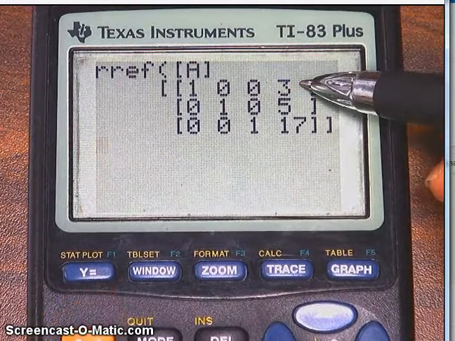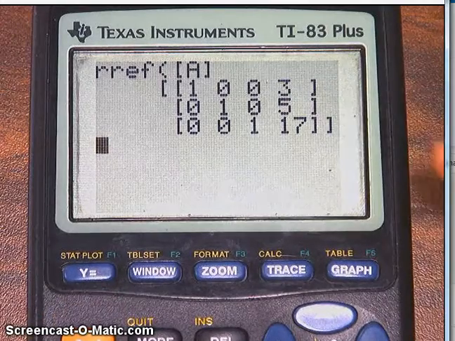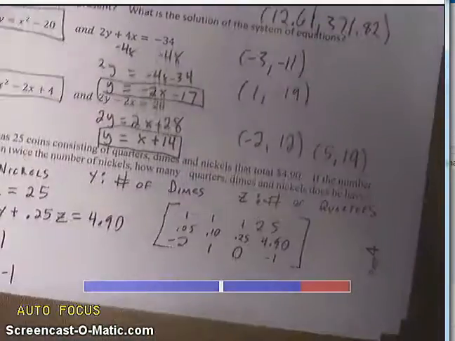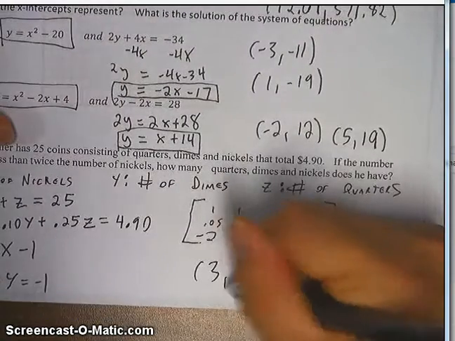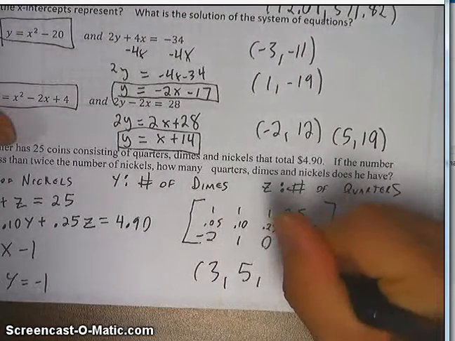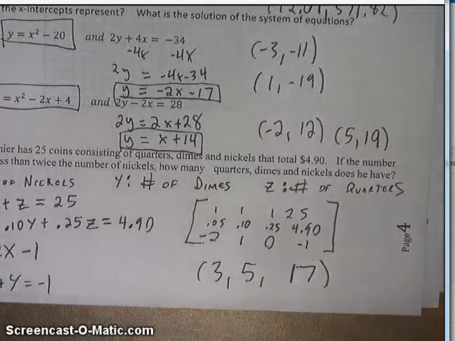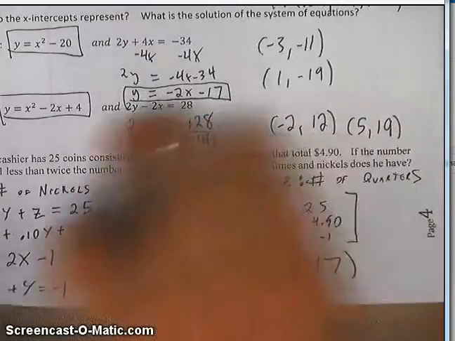3 nickels, 5 dimes, 17 quarters. So if I wrote down that solution, 3 dimes, 5 nickels, 17 quarters. All right, moving on to number 28.